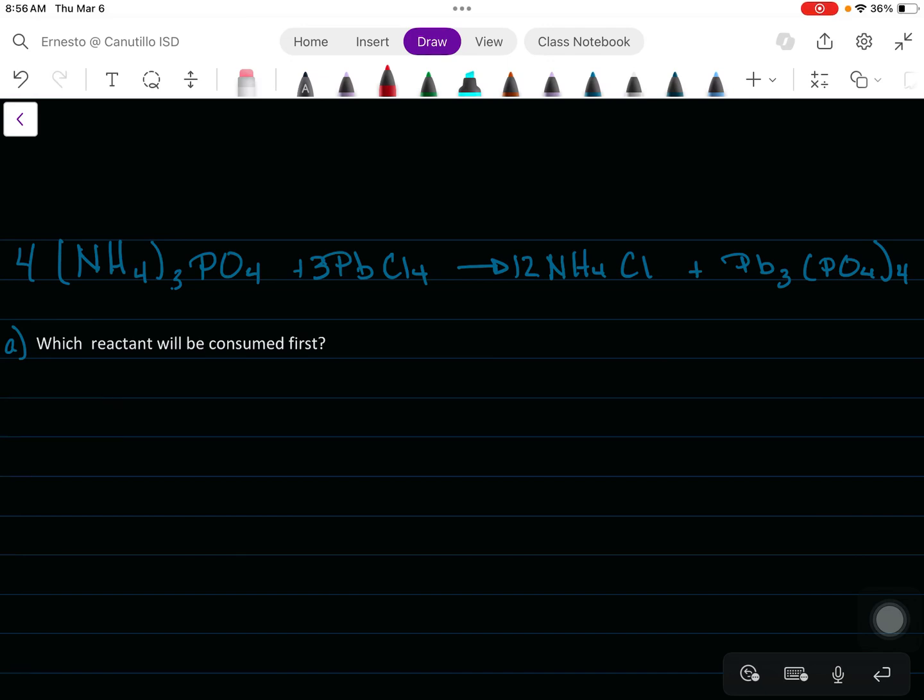Okay, so here's the next step in the review. We have our balanced chemical equation, and the question is asking us which reactant will be consumed first. Remember that an equation is broken down into two parts. On the left, you have your reactants, and on the right, you have your products. So if the question is asking for which reactant will be consumed first, then I'm looking at the left side over here, which are the reactants.